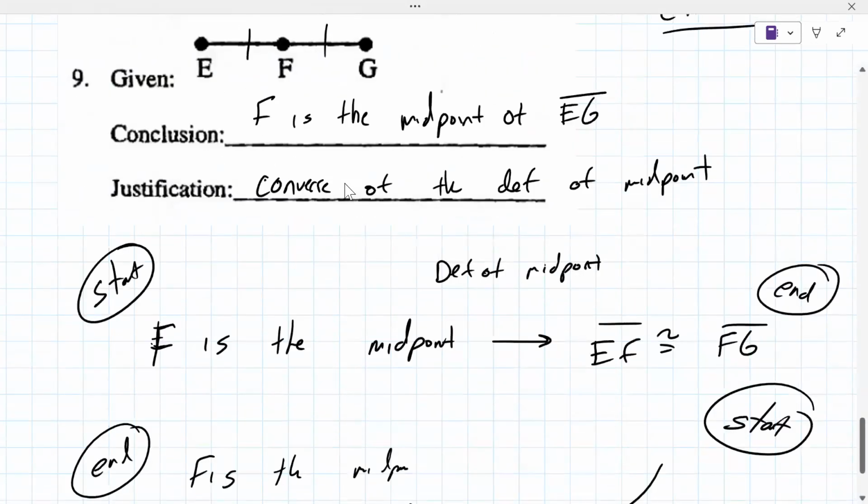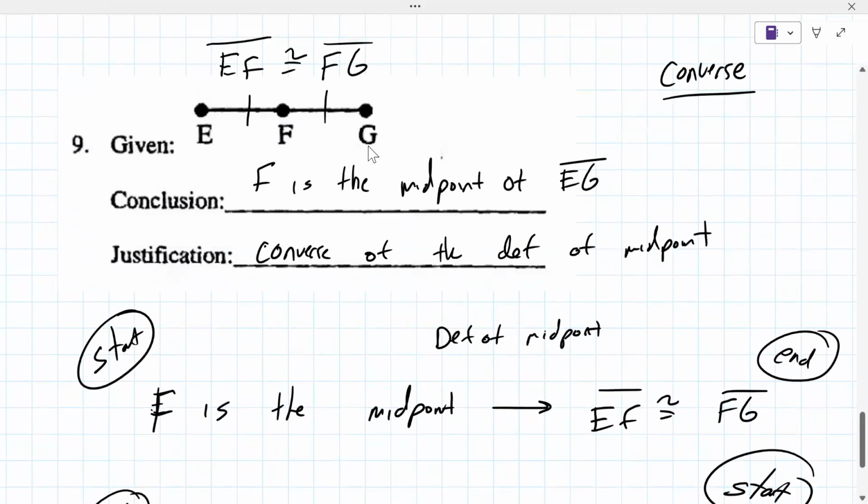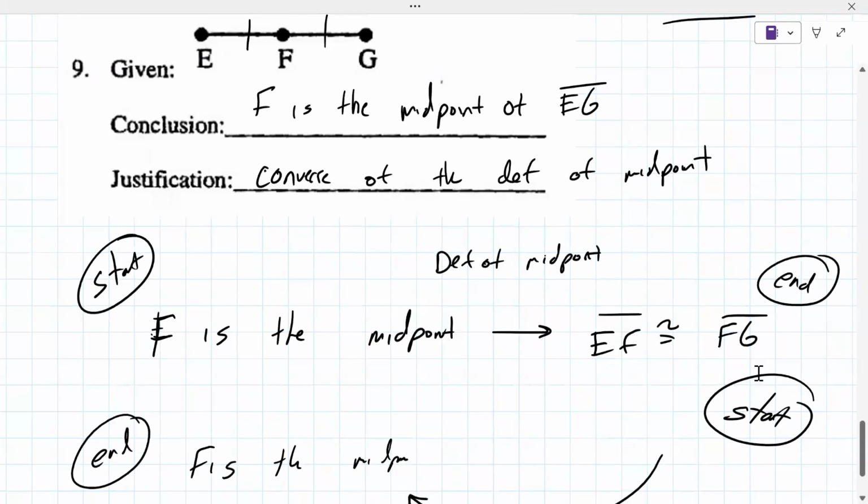How would you notice when a problem is converse? Yeah, that's a really important question to ask because it's easy to use the wrong thing. It's the whole if-then: if it's a midpoint, then it leads to that. So if you're starting with the conclusion and going backwards, that's when you know to use the converse. So is this thing the conclusion, the end result?